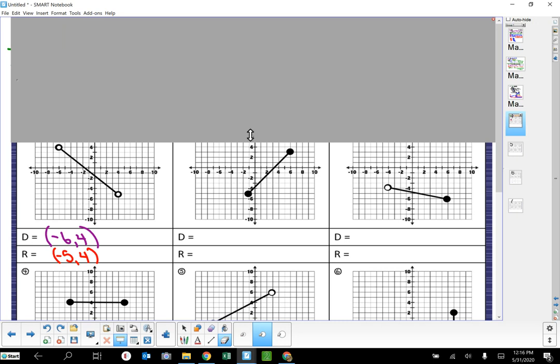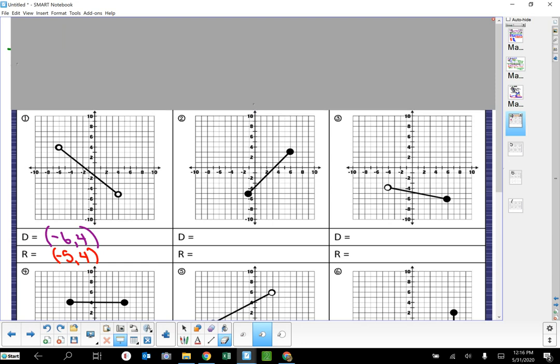Okay. So let's list the domain and range for number 2 right here. I like the actual writing of the ordered pairs on the graph. So this ordered pair, brackets, it is going to be at -1, -5. This ordered pair, also brackets, because it's a solid dot, right? Solid dot gets you brackets. That is at 6, 3.